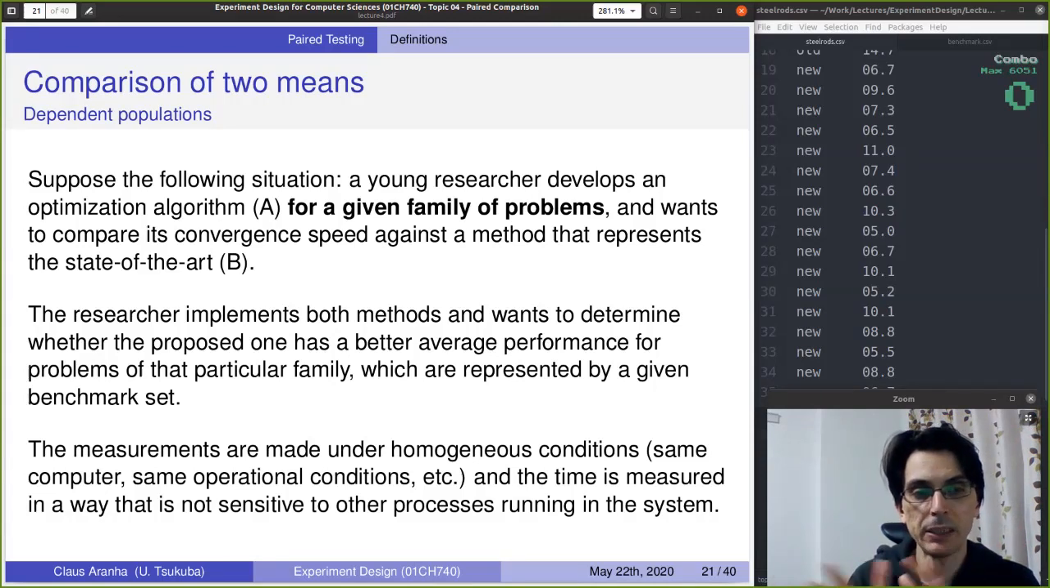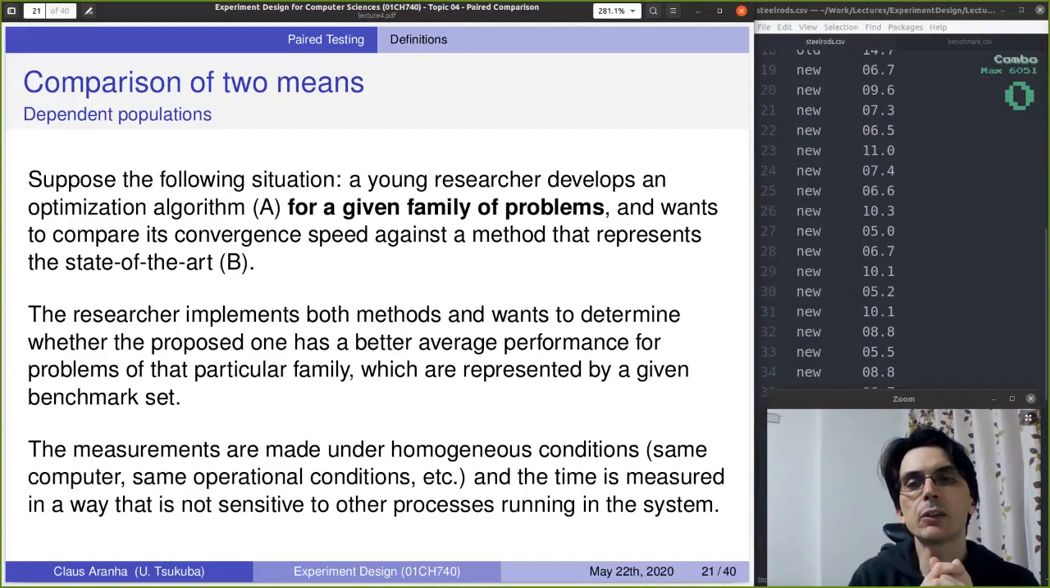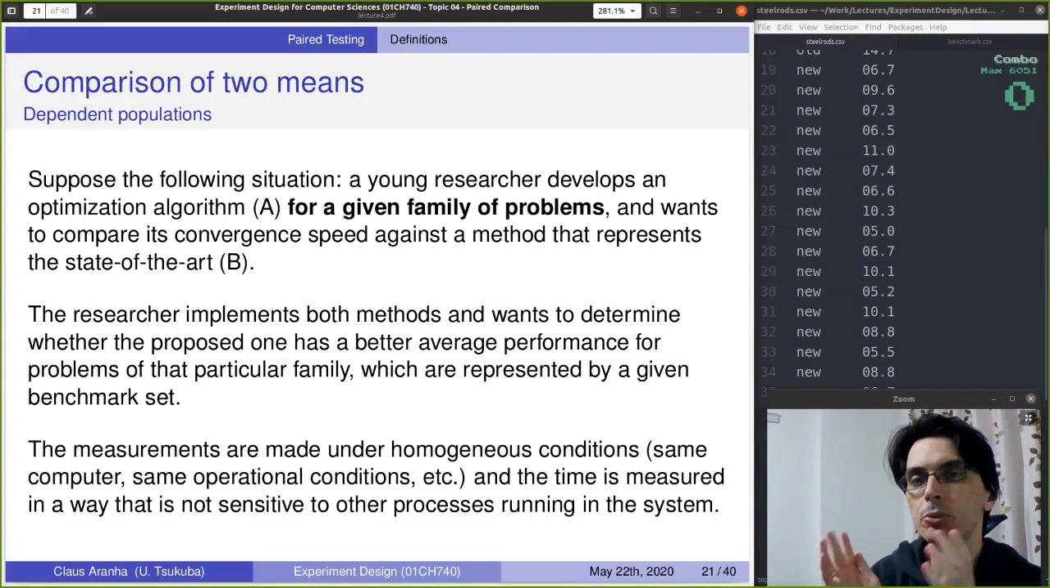So she gets a benchmark of several optimization problems in several different families, and she takes the problems that are only in the family A. Okay, so she will compare algorithm A and algorithm B in different problems of the same family.